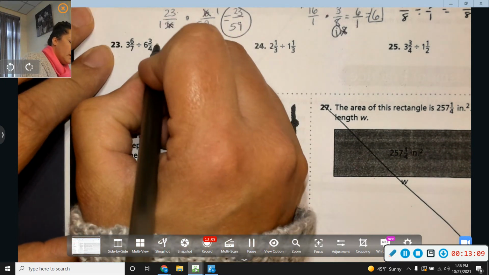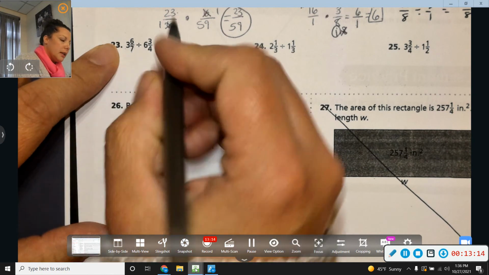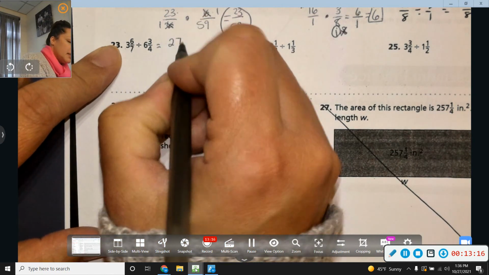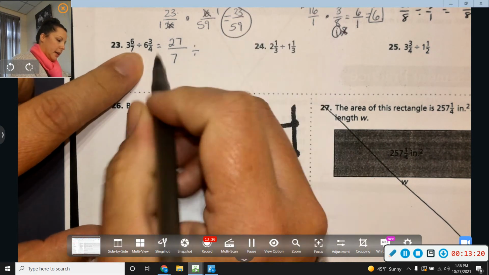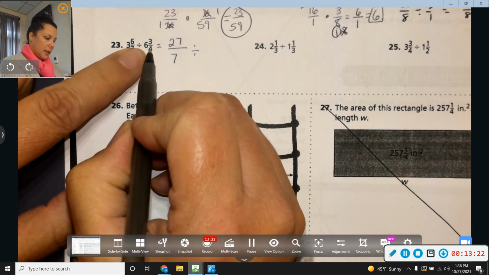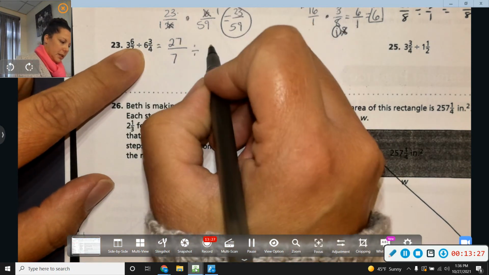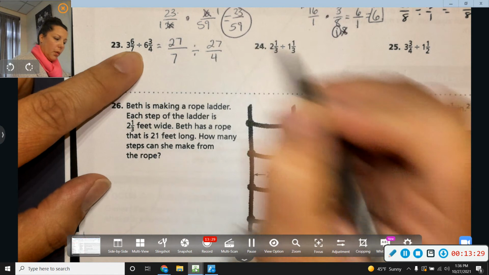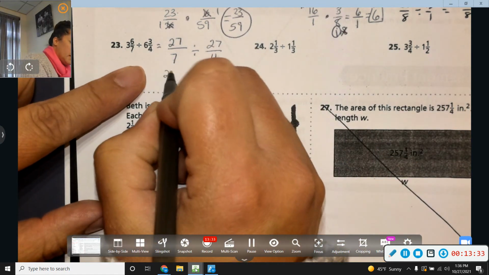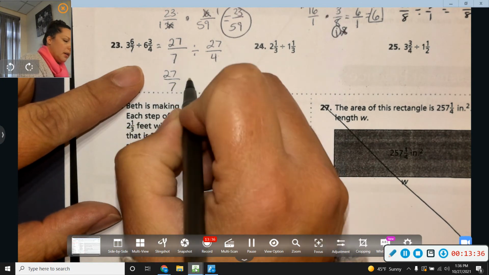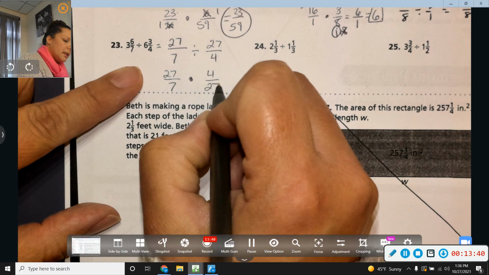I have to wheel this. 7 times 3 is 21, plus 6 is 27 over 7. I'm still dividing. To wheel this one, 6 times 4 is 24, plus 3 is 27 over 4. Keep, change, flip. 27 over 7, change divide to times, flip 4 and 27.